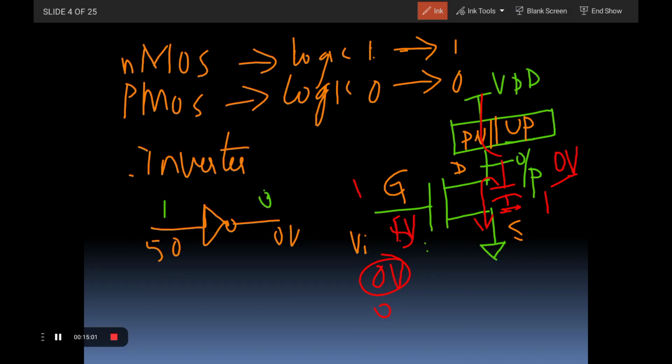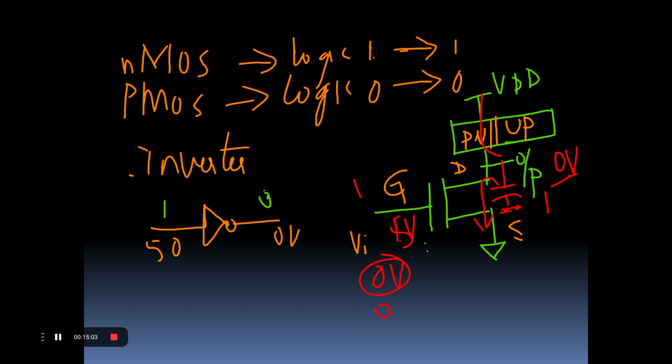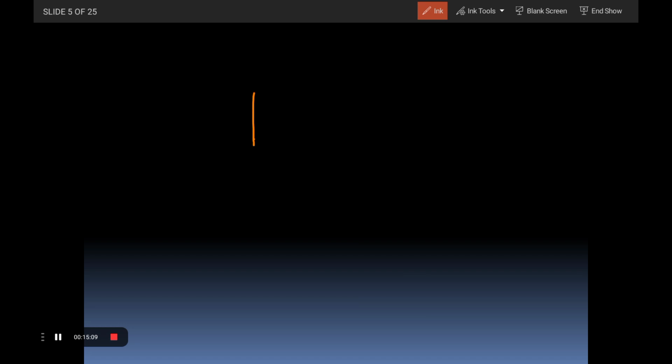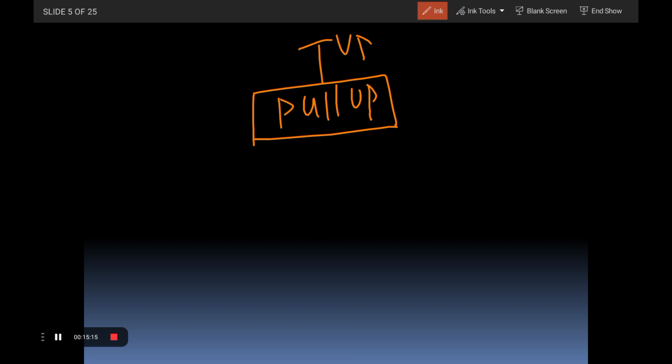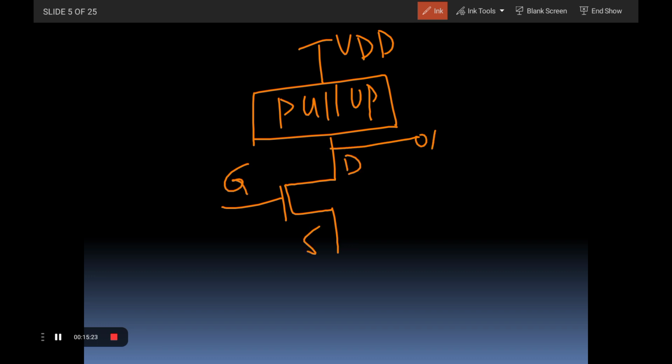So in the previous case, we will consider this one, right? Suppose you are taking a pull-up network. Why is it called a pull-up network? Because it is connected to the VDD. Okay, let it be like this. It is a pMOS transistor, with gate, source, drain, and you take the output here. Okay, this is the scenario, right?